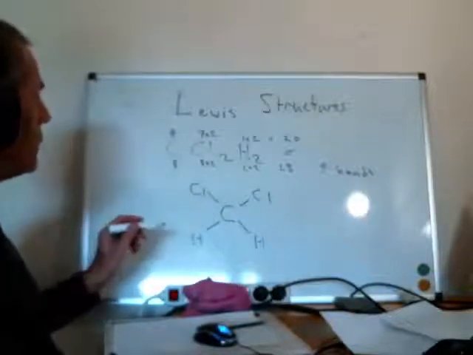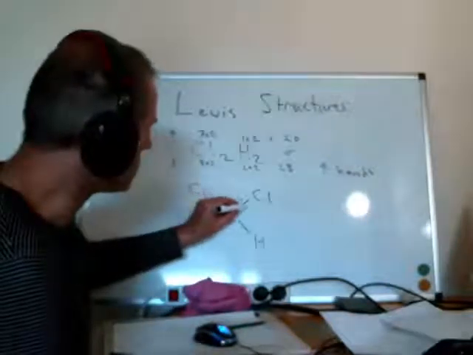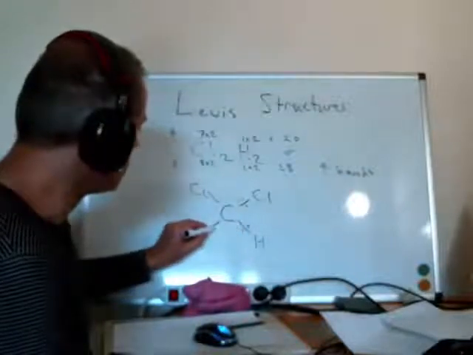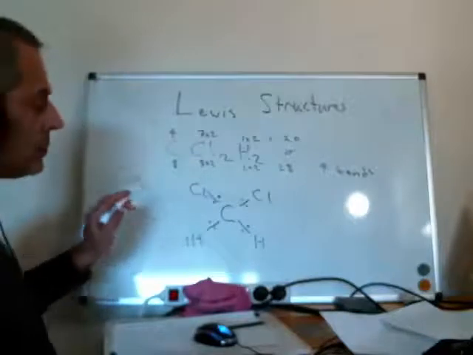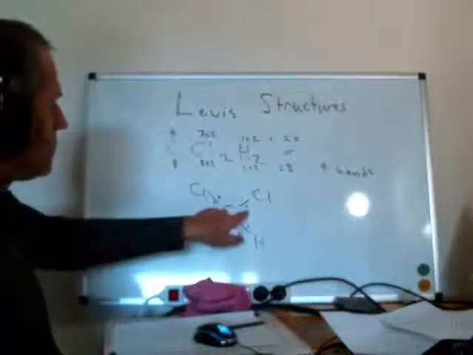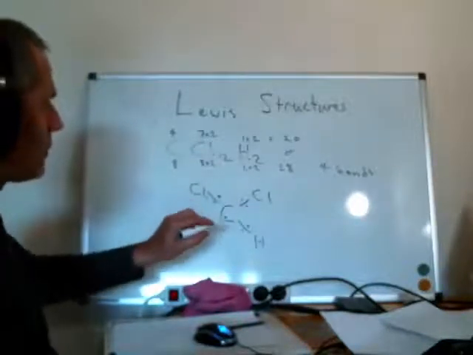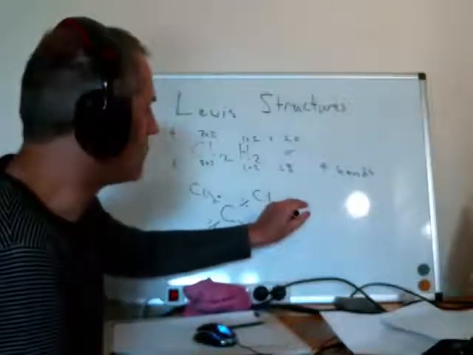We can put the electrons in. Let's put the bonding electrons in first. 1, 2, 3, 4, 5, 6, 7, 8. That's 8 electrons in the bonds. That means the carbon is happy, giving us 12 left over.